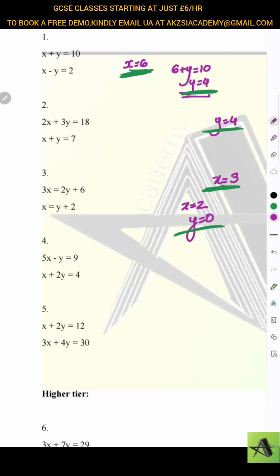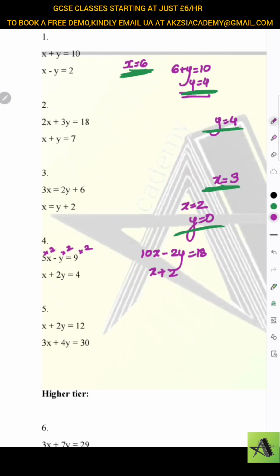Next, this one. Here, let me make y the same. Obviously, it's much easier. For that, I have to change the upper equation. I have to multiply the upper equation by 2. So that will be 2, 2, 2. So this will become 10x minus 2y is equal to 18.